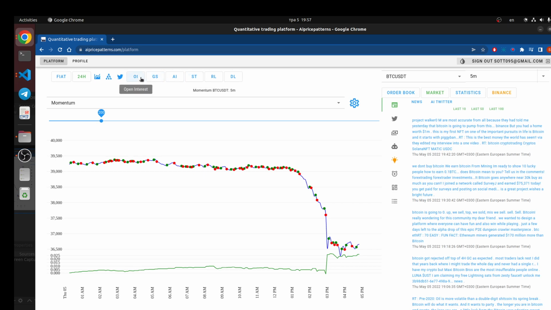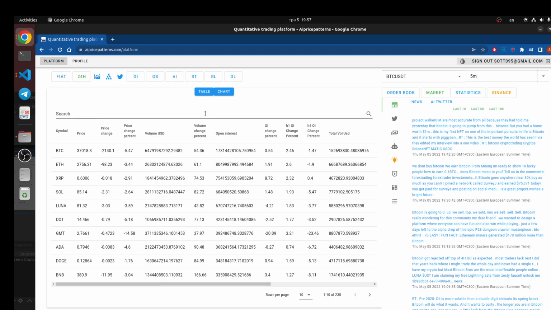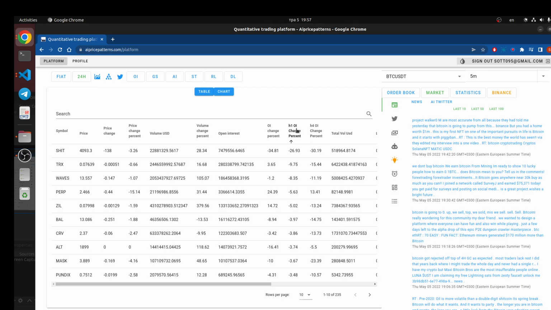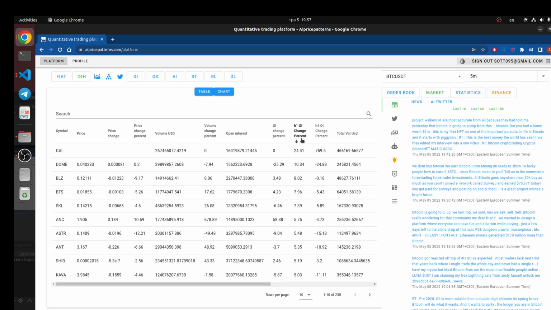Also, I'm trying to understand if we have decreased liquidity on the market. I'm trying to understand what happens with open interest, just looking, for example, at the last 1 hour. Okay, we have less. We have in general a decrease in open interest and for other coins.